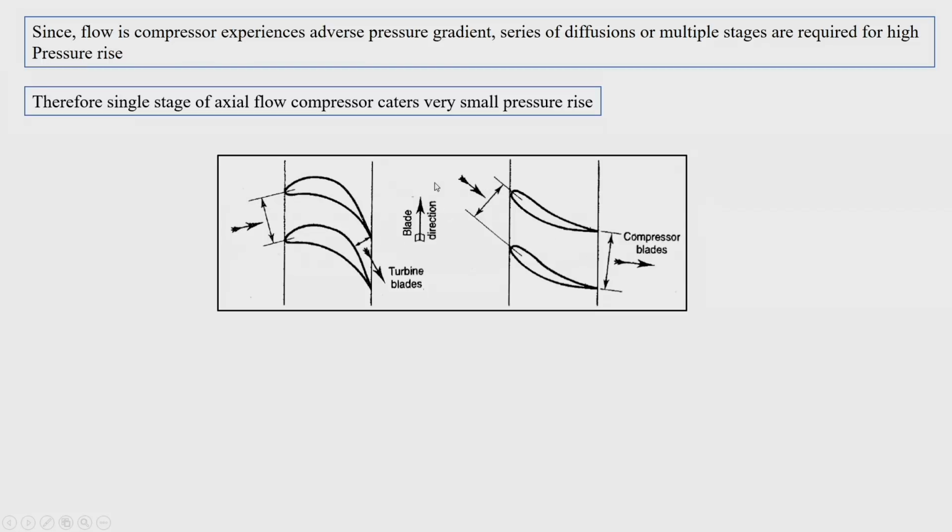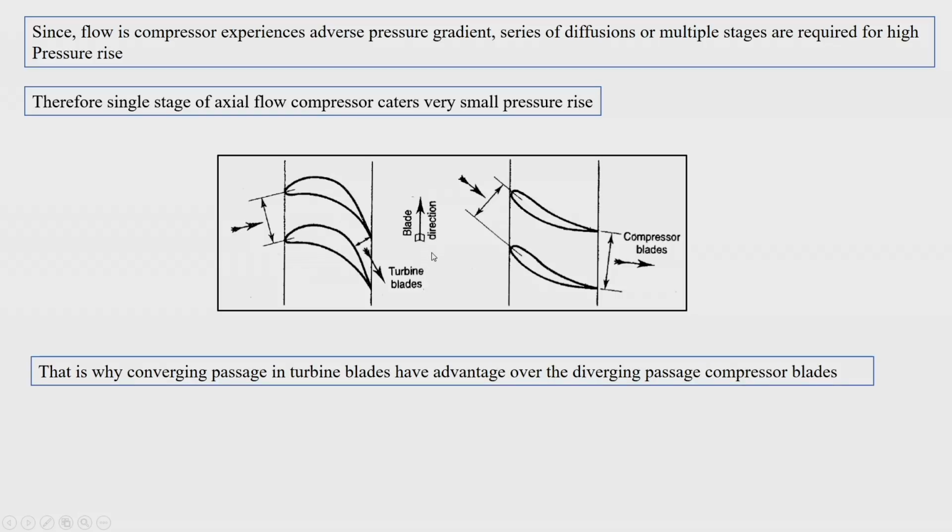Since it is a diffuser, there is a pressure rise in the case of a compressor, but in the case of a turbine, since it is a nozzle, there is a pressure decrease. So, for the turbine there is a favorable pressure gradient, but for the compressor there is an adverse pressure gradient. Boundary layer separation is a trouble in the case of a compressor, but there is no such danger in turbines. So, a turbine can cater to a large pressure drop in one stage. However, in one stage a compressor has a very small pressure rise.